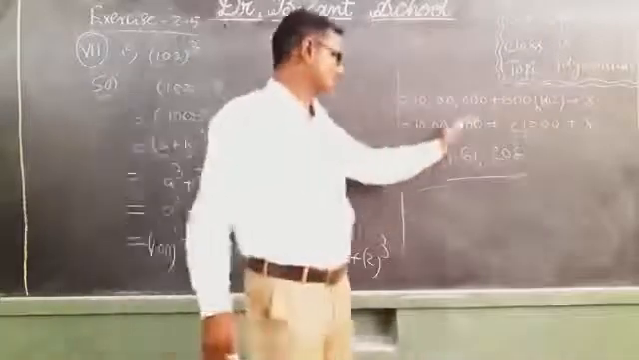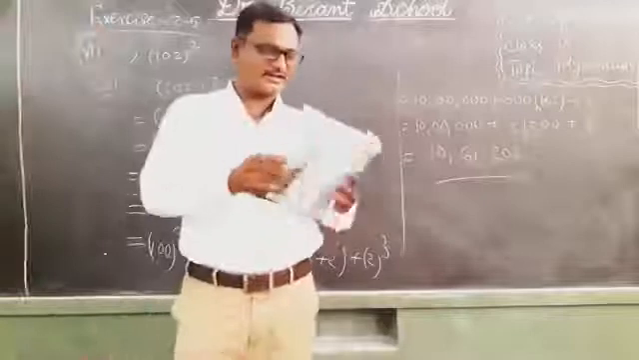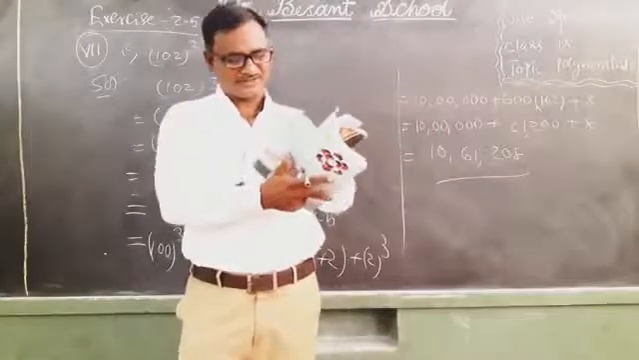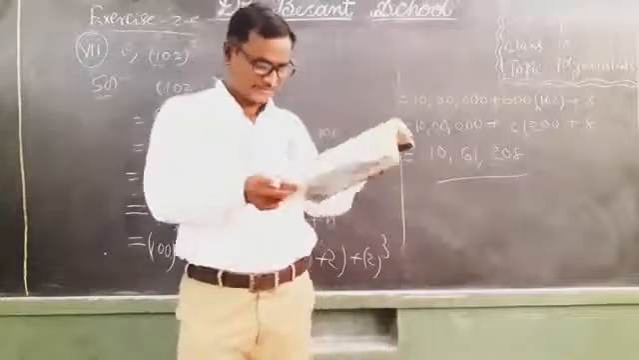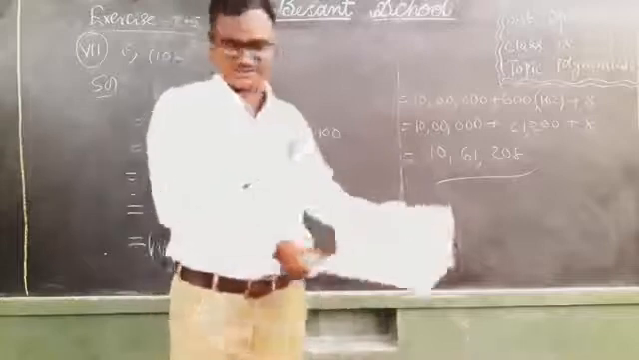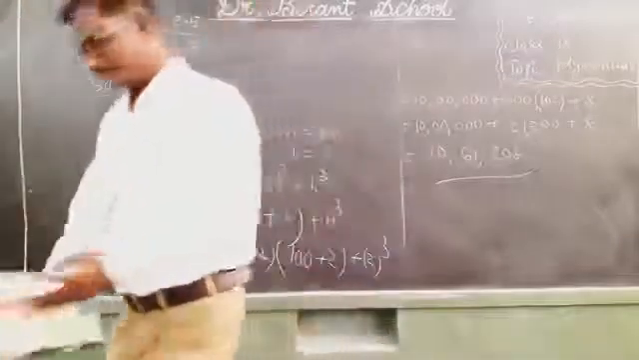10 lakhs 61,208. Okay children, let us verify whether it is right or wrong with the textbook answer. This is exercise 2.5, 7th Roman, second problem. So 10 lakhs 61,208 is absolutely right, which is given. Okay children, verify.